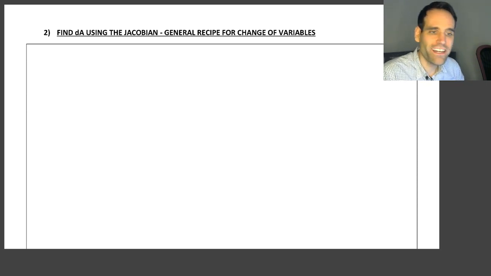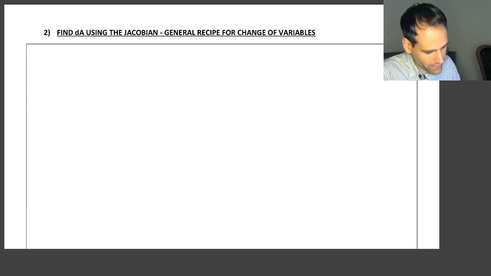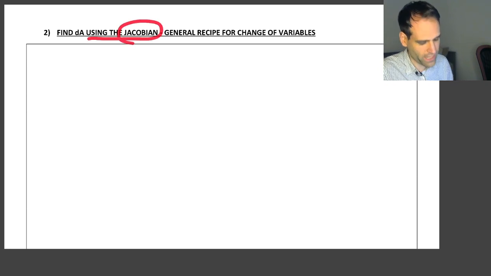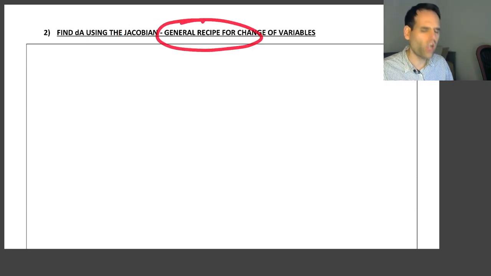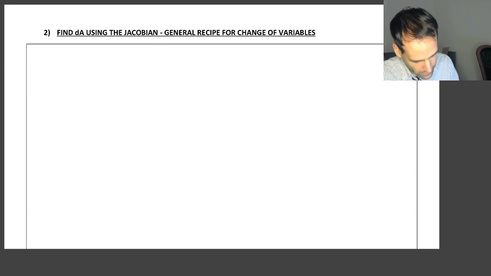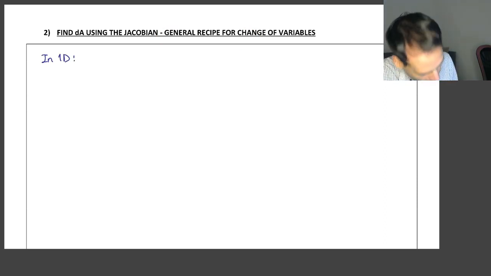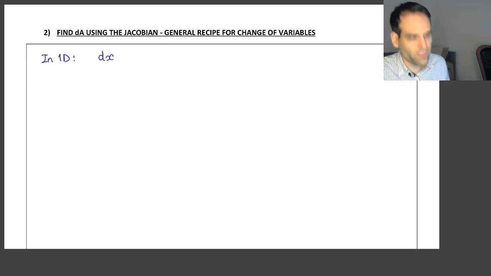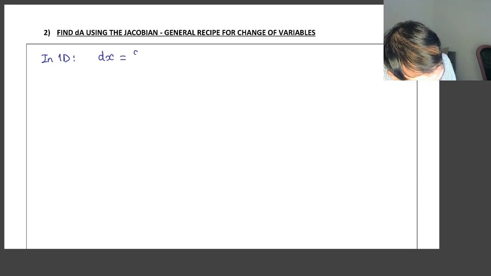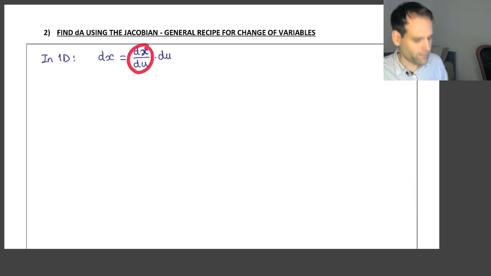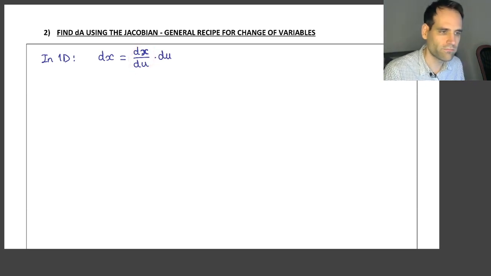The second method that we learned for finding dA was to use a recipe that used the Jacobian, okay? And this is a general recipe that always works, and this is somehow similar to what you do in one dimension. So remember, in one dimension, you start with dx and you want to write it using du. So what you used is the derivative of x with respect to u, and you multiply by du. So by calculating this derivative, you knew exactly what to place before the du, okay?